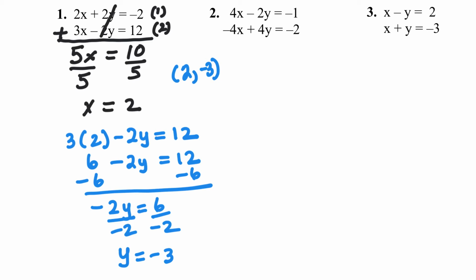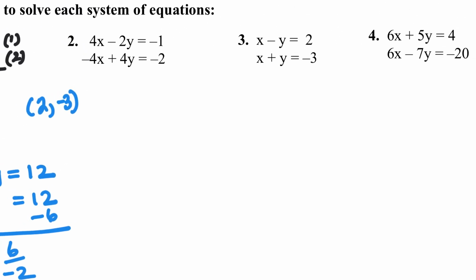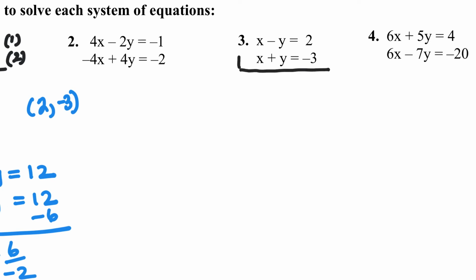Number 3, we're going to go ahead and use the elimination method. So I'm going to go ahead and start off by adding both equations. x plus x gives you 2x. y plus negative y is 0. 2 plus negative 3 gives you negative 1. Divided by 2. So x equals negative 1/2.